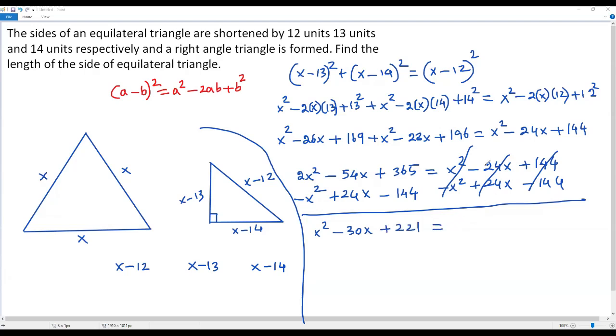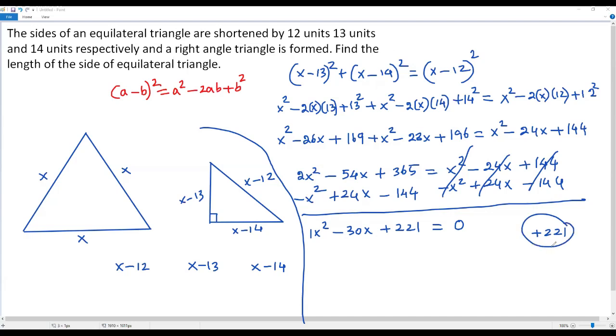On the right side, everything cancels out. We just get 0. Now we got this quadratic equation in standard form. We can try to solve this quadratic equation by factoring. For that, we have to multiply this constant term, positive 221, by the coefficient of x². In this case, it's 1. When I multiply this positive 221 by the coefficient of x², 1, I'm still getting positive 221.